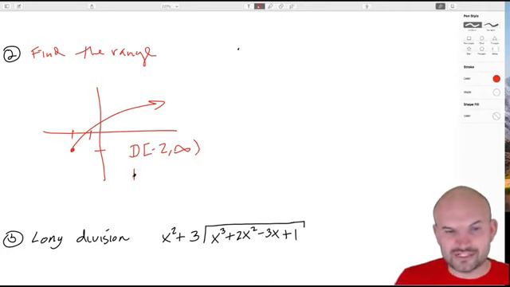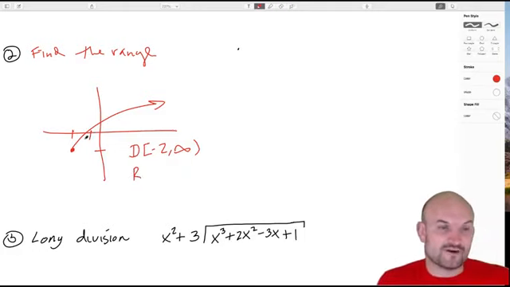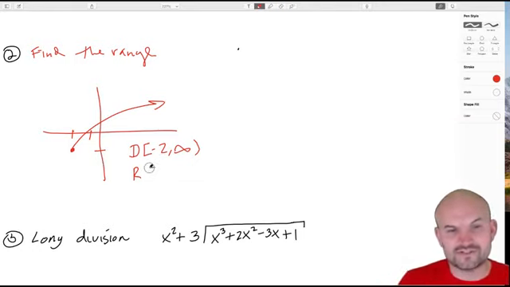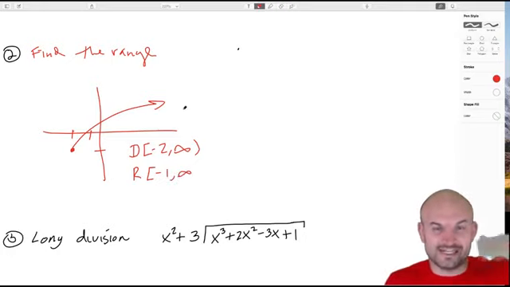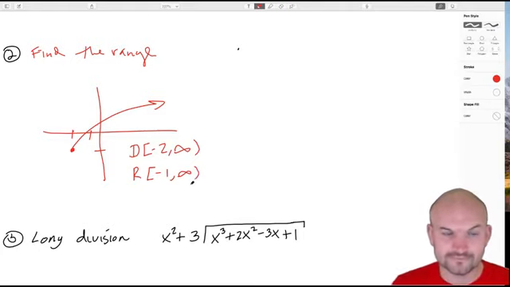Now to understand the range, what we're basically asking ourselves is, instead of how far left and how far right does this graph go, how far down does the graph go to how far up. So in this case, you can see the graph goes as far down as -1. And then as it goes to the right, it's continually going up. So it's going to go up to infinity.